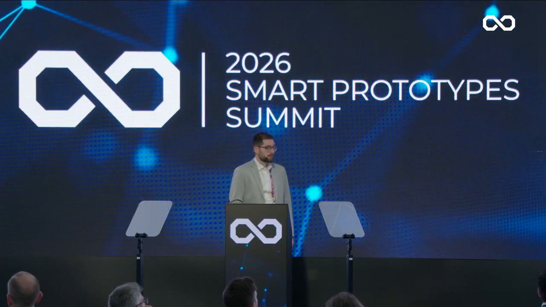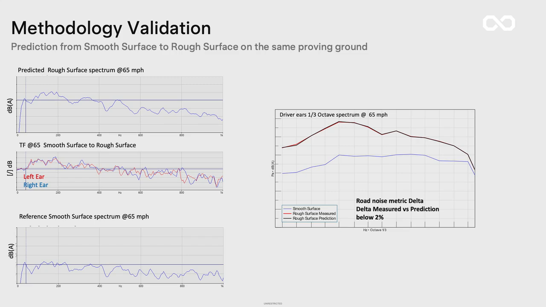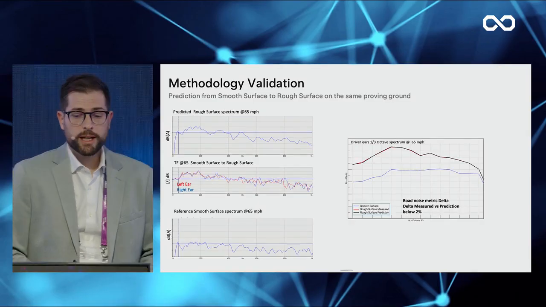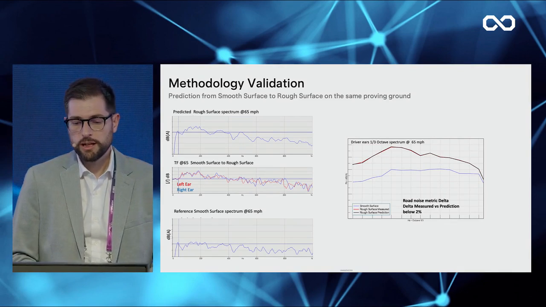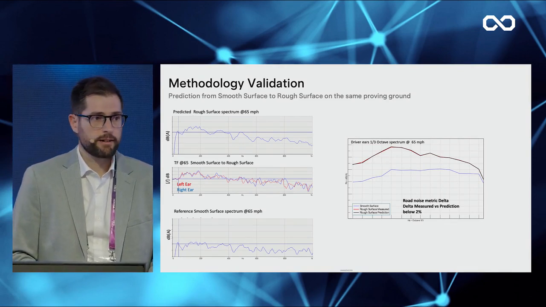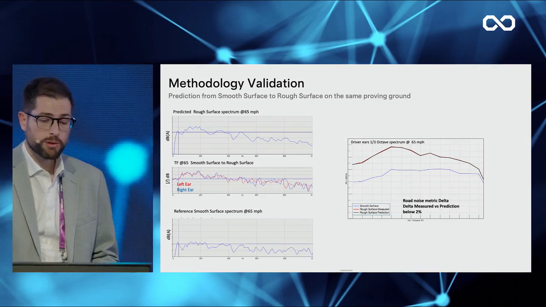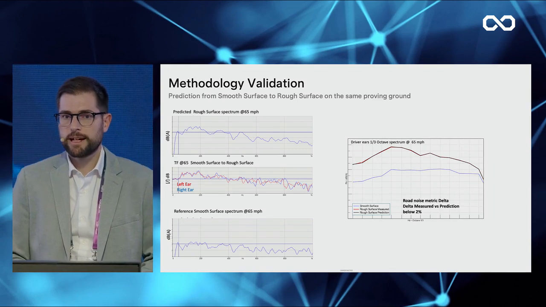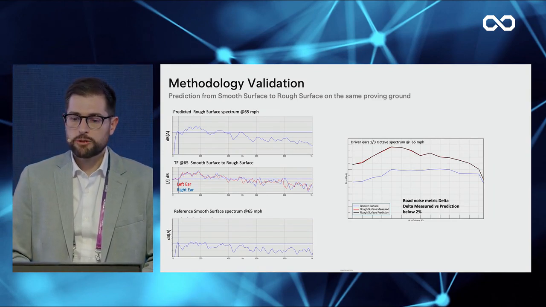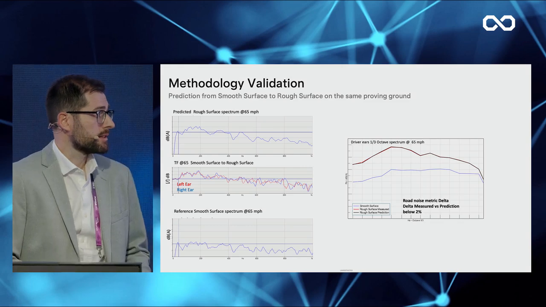Let's start with the first example. In this case, we started from a reference smooth surface, and we wanted to calculate how this vehicle will behave on a rough surface. So using the transfer function for this model, we calculate the prediction, and as you can see, the correlation between the prediction and the measured data is really close. We have a delta below 2%. So this confirms that the frequency-dependent scaling captures well how the road is changing.